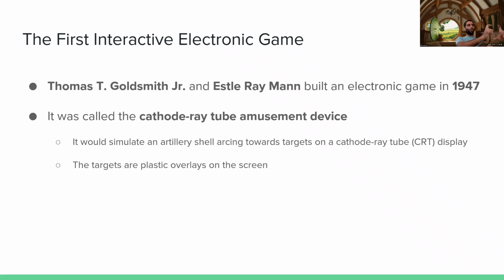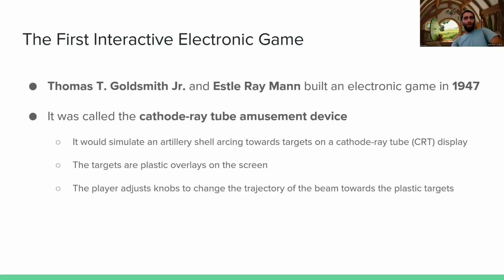The targets weren't actually images rendered on the screen. You would paste a plastic overlay on top of your screen, and then the game just knows that your screen should have these plastic overlays. So it was trying to shoot these things that are just fake plastic on top. So very, very primitive. And then you would adjust a knob on the device to adjust the trajectory of the beam to try to hit those targets.